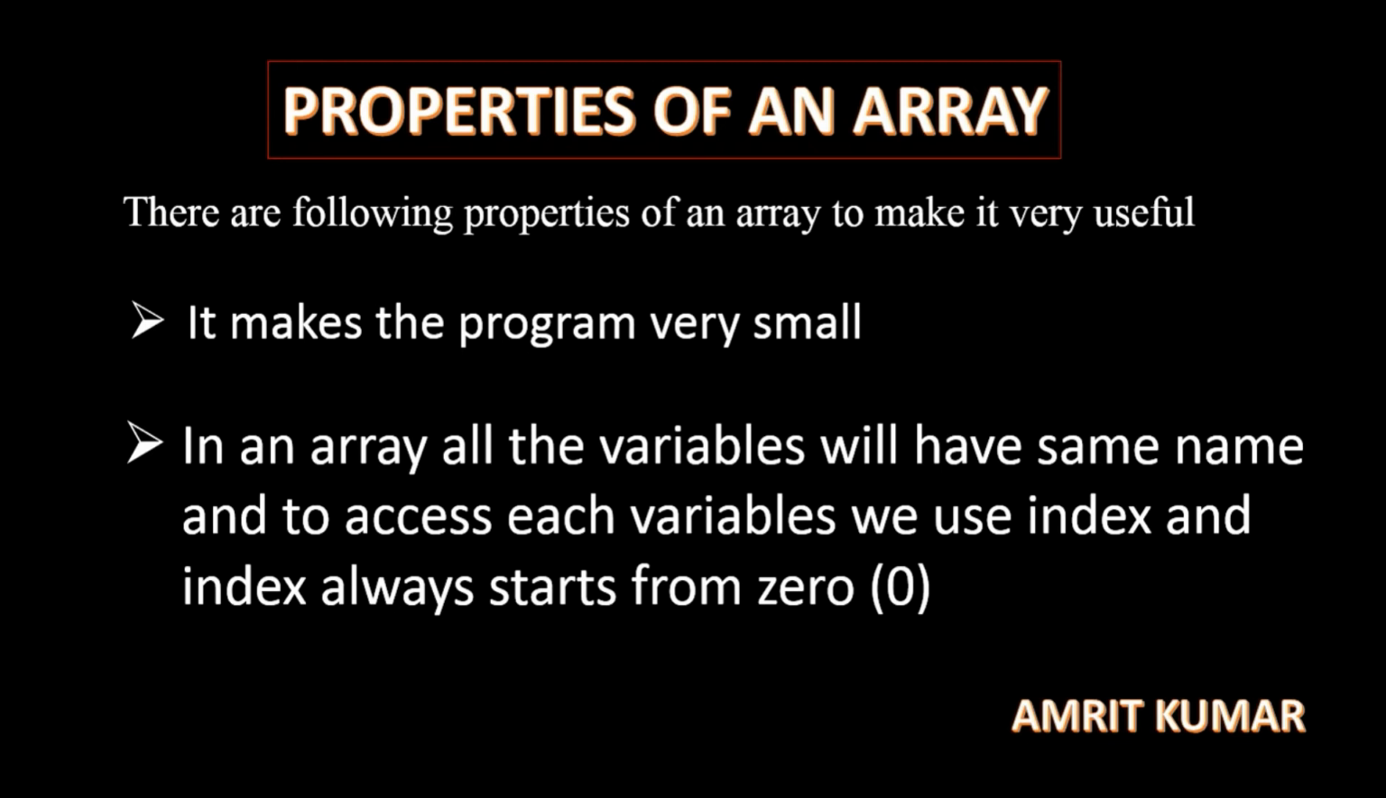Okay, that is a very important point and property of an array. So this was the property of an array. Now let's look at the demerit of an array. What is the demerit of it?